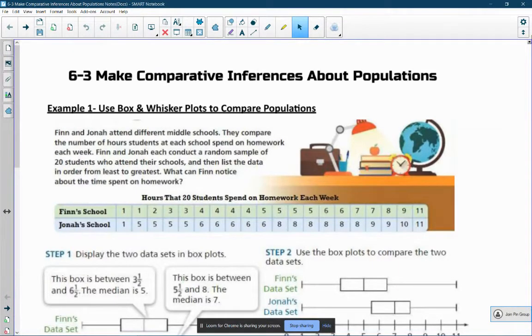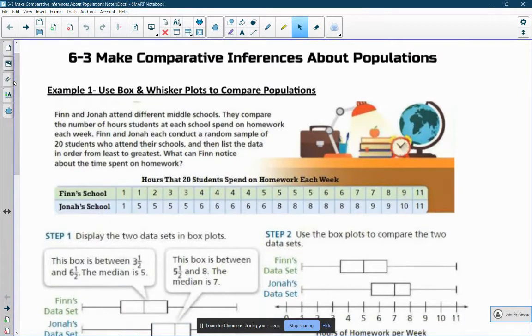So we're going to start with example 1. We're using box and whisker plots to compare populations, and I'm pretty certain you guys have looked at these plots before. We're not going to talk so much about creating them, but more about looking at them and knowing what they mean. So our first question says, Finn and Jonah attend different middle schools.